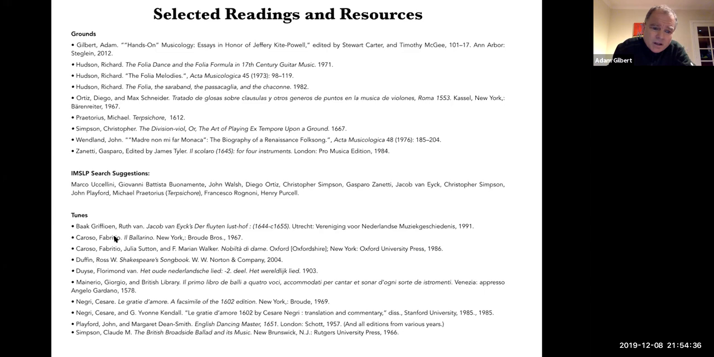Look right down here, Florimond van Duyse, Het Oude Nederlandsche Lied. It's all in Dutch, but it's three volumes of tons of tunes gathered from the period. This is from 1903 to 1908. You can get it on Google Books.